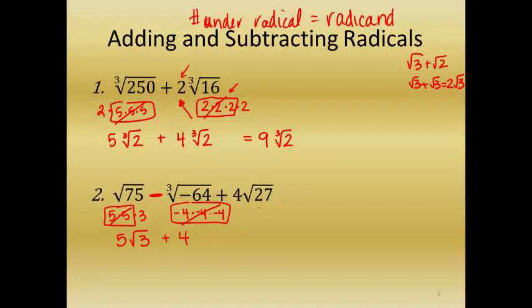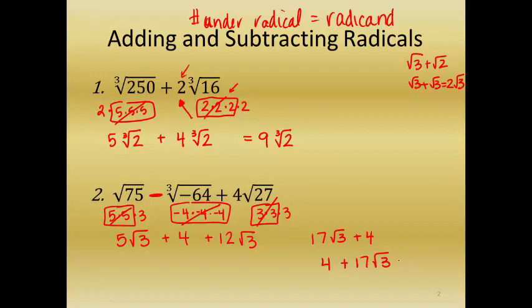And lastly, 27 is made up of 3 times 3 times 3, but since it's only a square root that I'm looking for, that 3 gets multiplied by the outside 4 to give us 12, leaving behind a square root of 3. So once I've simplified them individually, then I can go ahead and add them together. And that leaves me with 17 square root of 3 plus 4. This could be written, and it would be absolutely correct, if you wrote it as 4 plus 17 root 3. This doesn't matter.